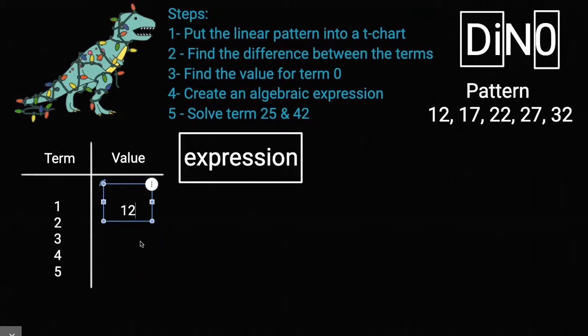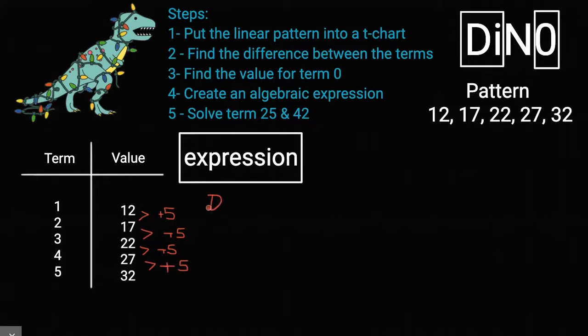So I'll just do that, 12, 17, 22, 27, and 32, okay? So then I put the linear pattern into a T-chart. Good, step 1, find the difference between the terms. So that is the d in dn plus 0. I'm just gonna grab my trusted pen. The difference between 12 and 17, I know is plus 5. The difference between 17 and 22 is also plus 5. The difference between 22 and 27 is plus 5. And the difference between 27 and 32 is also plus 5. So what that tells me is that the d, aka the difference between the terms, is plus 5.